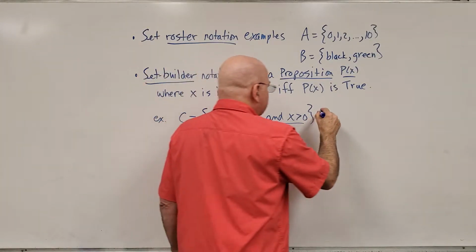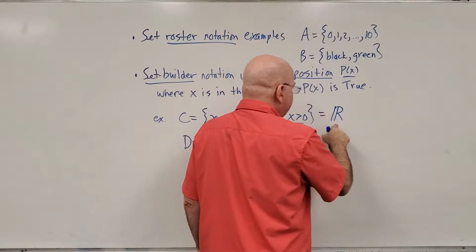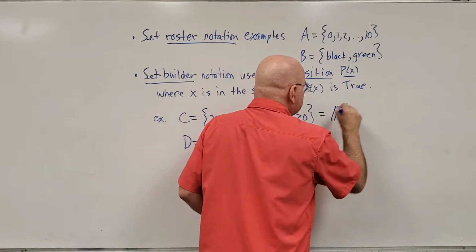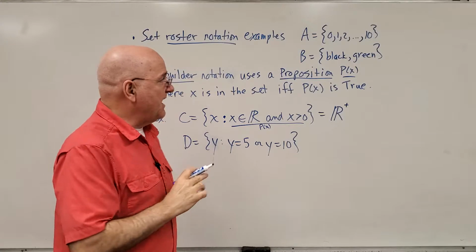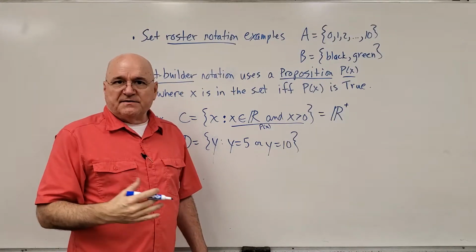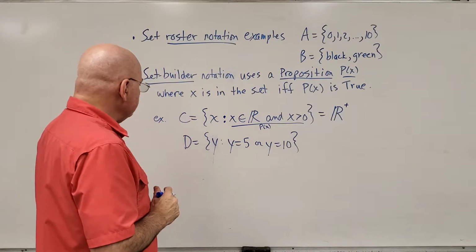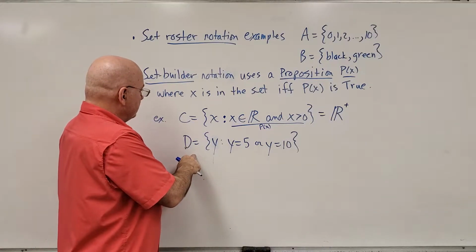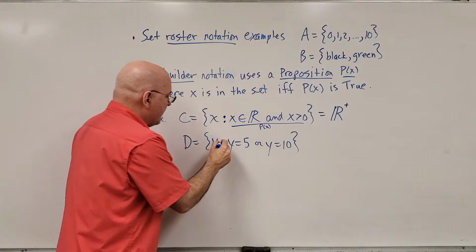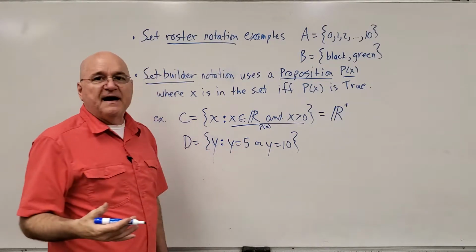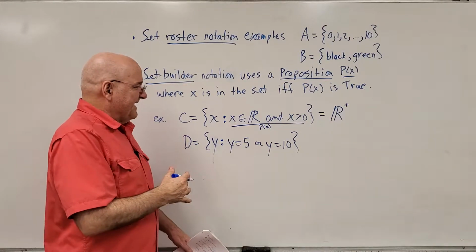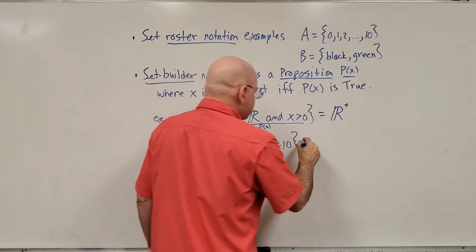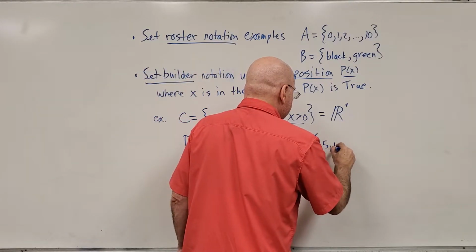And I'll make a note that this is frequently, the fancy R is the whole number line, all of the real numbers. And if you put a plus up there, it looks like an exponent. It's not. That means the positive real numbers. And then a very simple set builder notation would be the set capital D is a set of all Y such that Y is equal to 5 or Y is equal to 10. That's actually a long way of writing it because we only had two elements. We should have just used roster notation and said {5, 10}.